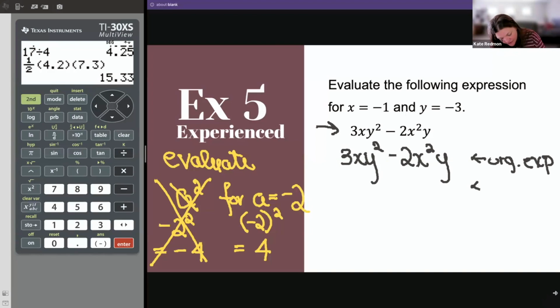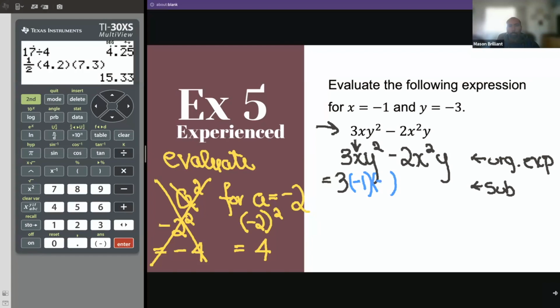And now I'm going to do my substitution. Like I said, remembering that anytime I plug a negative in, even if it's not multiplying, if it's in an exponential expression, I need parentheses. So here we go. This is going to be equal to 3, but X is not a mystery anymore. I can call X by his name. What is X, Mason? -1. Good. I'm going to put that in parentheses because it's shoved against the 3. Now I'm going to open up another parentheses for the Y. What is Y? -3.